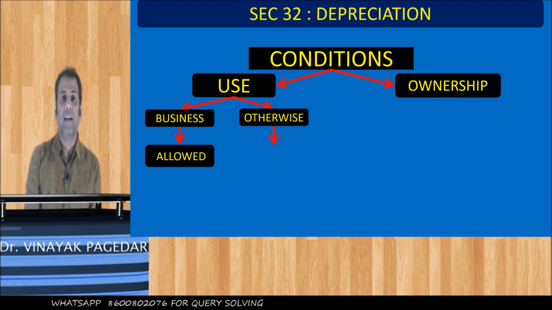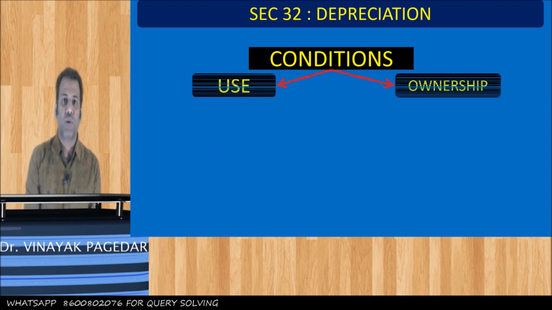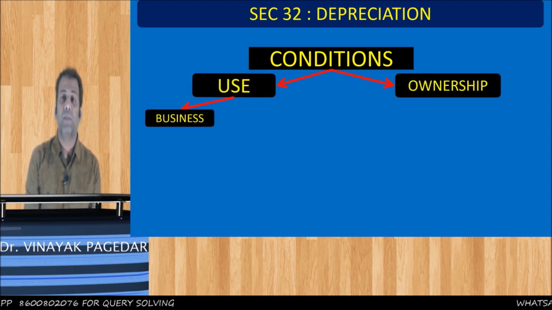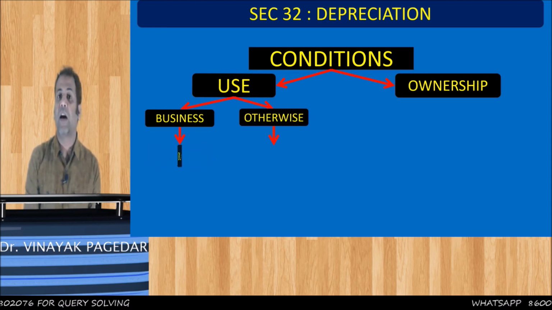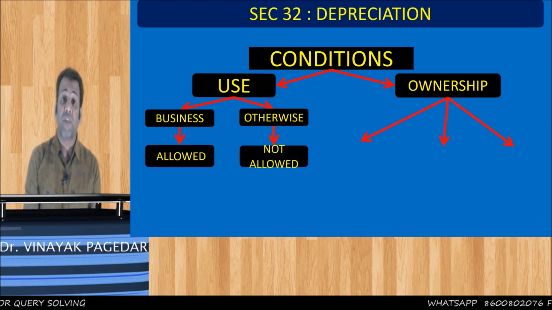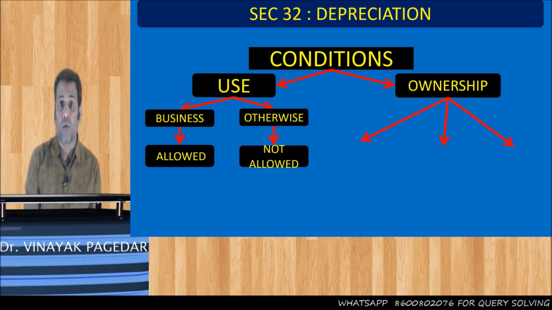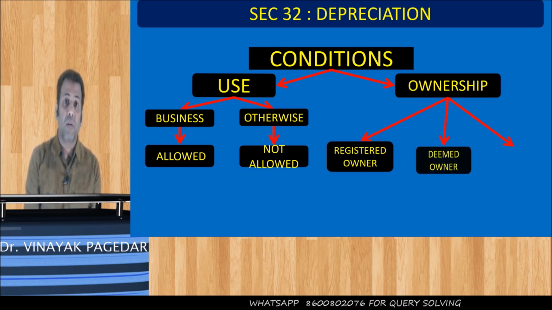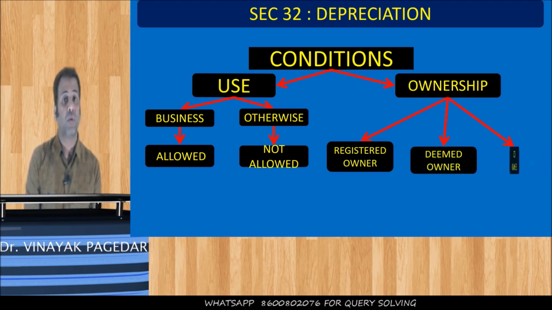So once again, a quick recap. Conditions, two conditions: use and ownership. Use for the purpose of business allowed, otherwise not allowed. If it's proportionately used, then proportionate depreciation deduction will be allowed. Ownership, you could be the registered owner, you could be the deemed owner, or you could also be the co-owner of the asset.